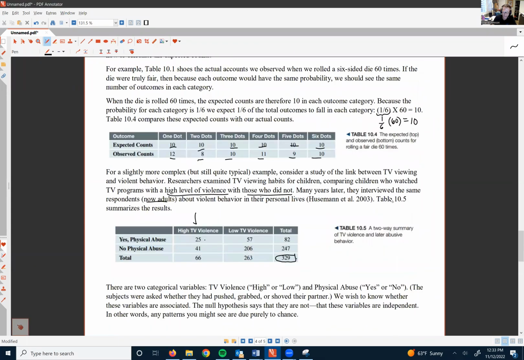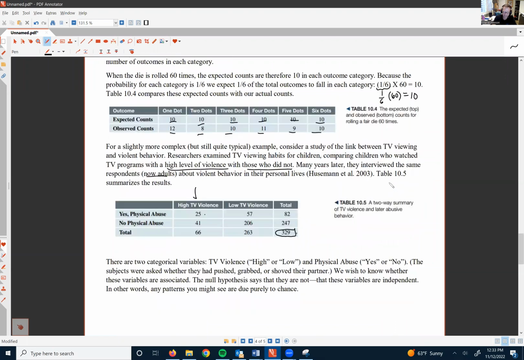So there are two categorical variables: TV violence, high or low, and physical abuse, yes or no. The subjects were asked whether they had pushed, grabbed, or shoved their partner. We wish to know whether these variables are associated. The null hypothesis says that they're not, that these variables are independent. In other words, any patterns you might see are purely due to chance.